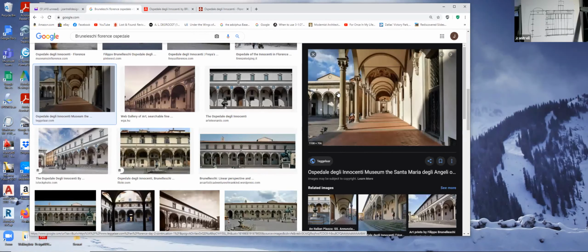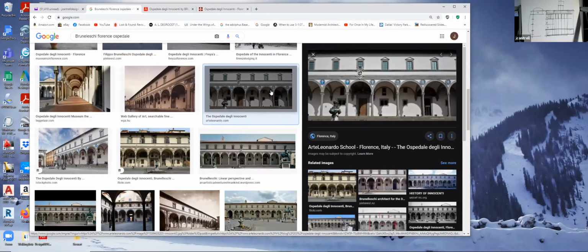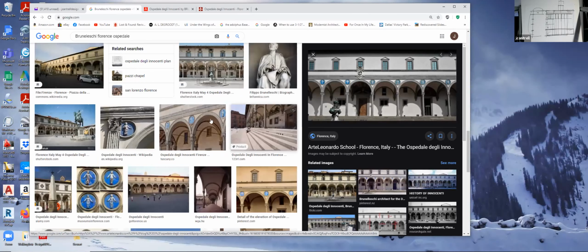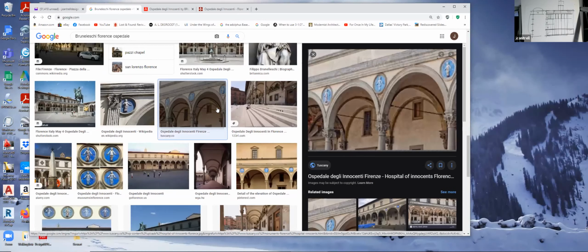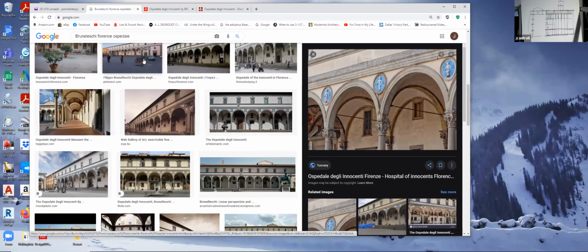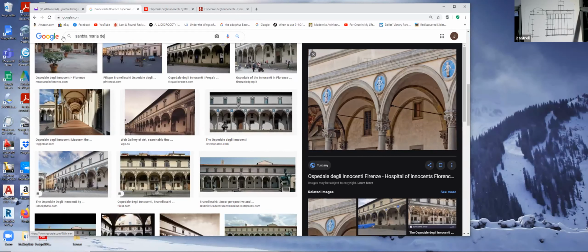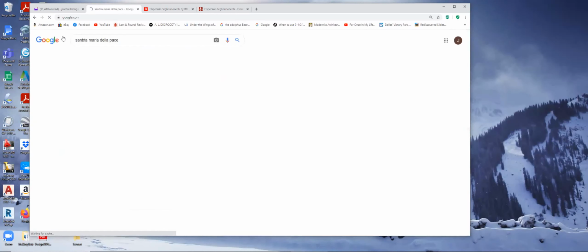There again, we still see the arches on top of the column. That's structurally difficult to do because look how thin these columns are. They're holding up the entire weight of the second floor above. Yeah, here we go. Let me go back to Santa Maria della Pace for just a minute. So basically rules are made to be broken.